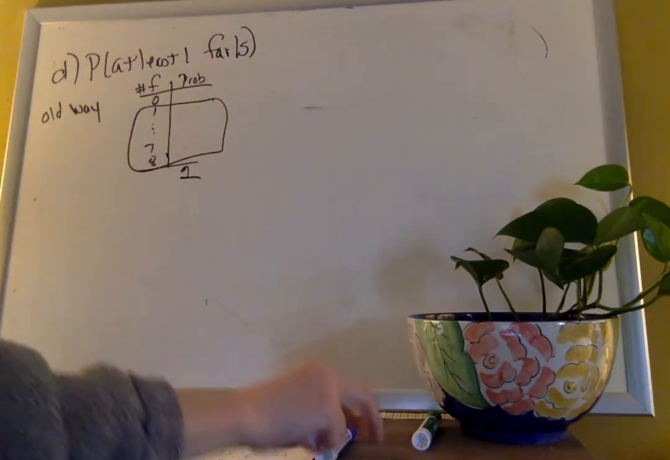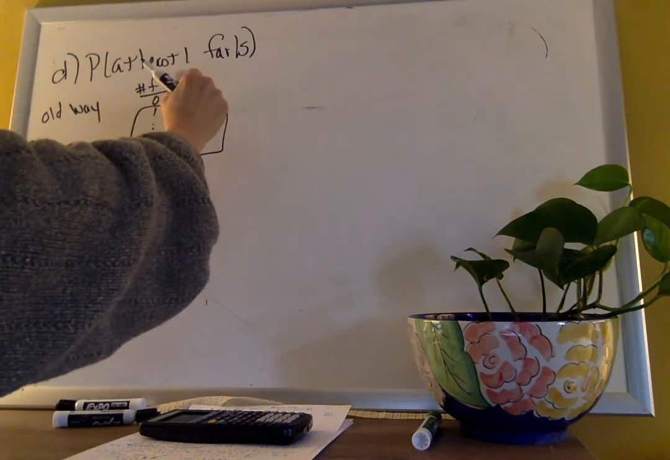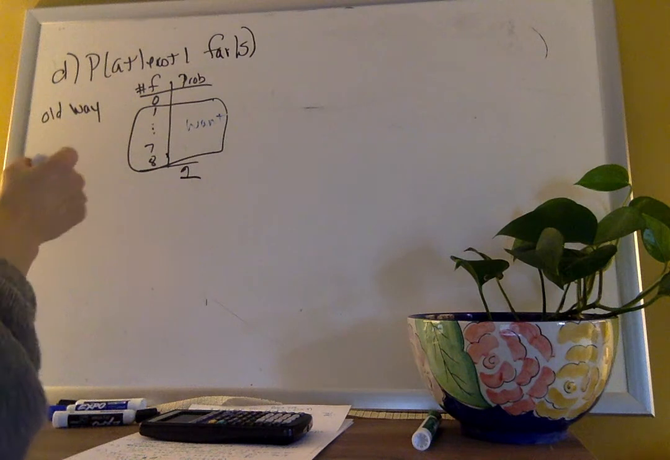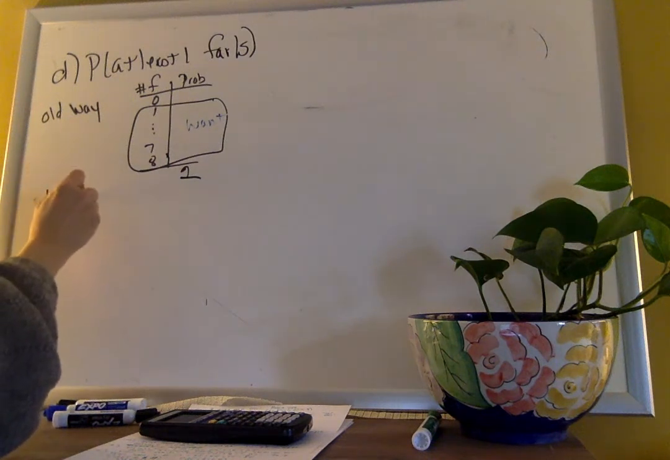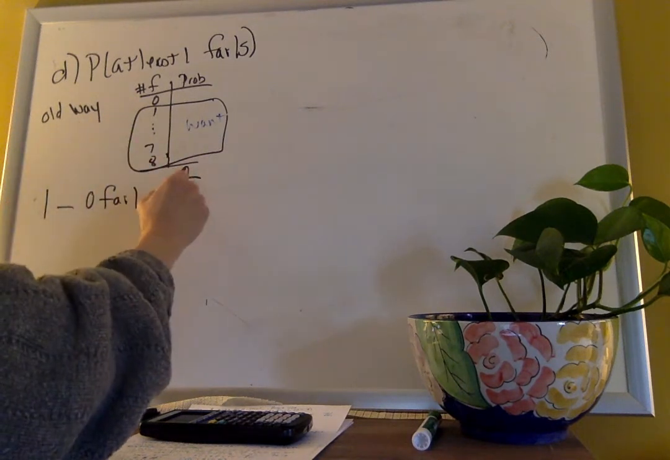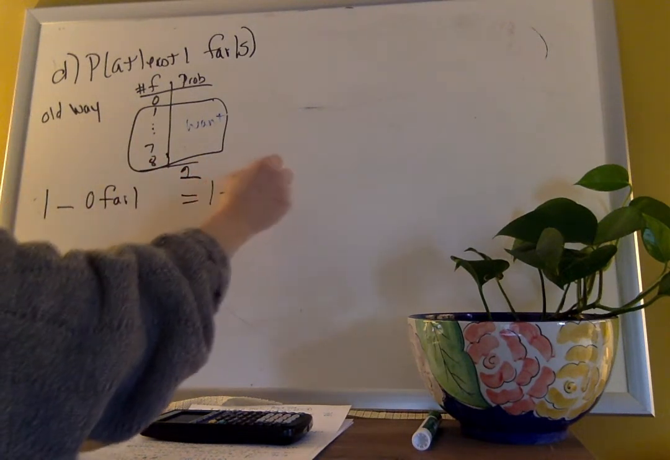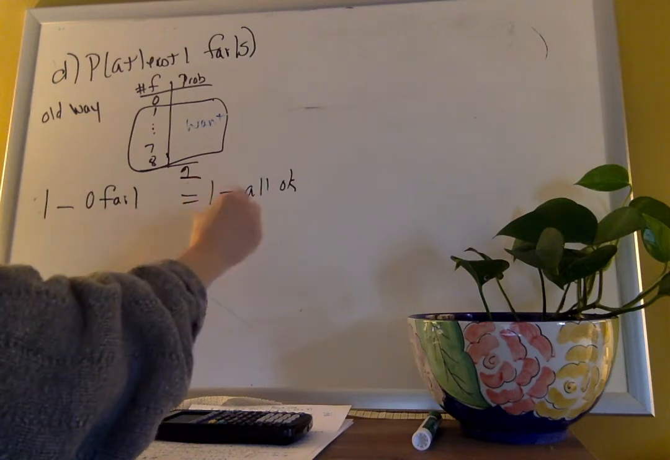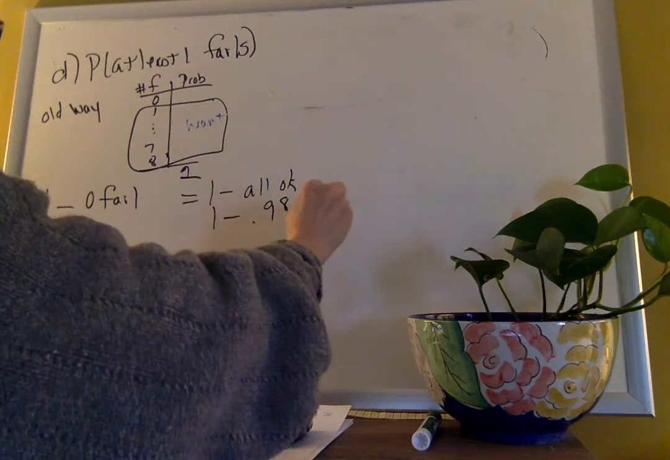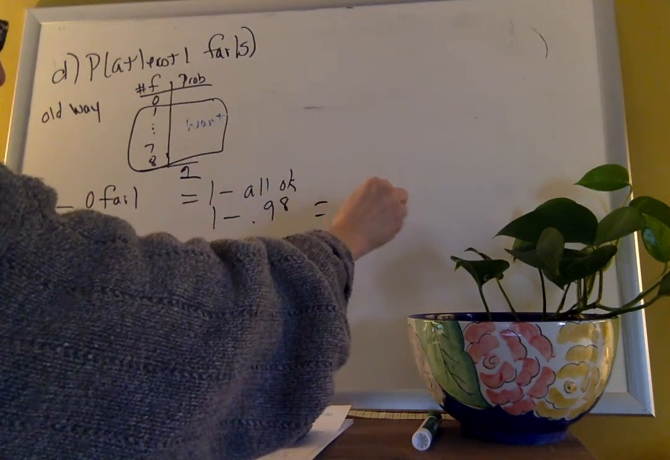So here's a little review. We wanted that. And we're like, oh, that's too much work. So let me go 1 minus what I did not circle, which is 0 fail. Then we would always sigh, right? And I'd say, oh, I have to do all okay, which is 0.9 to the 8th. Which, if you keep going, it's 0.5695.